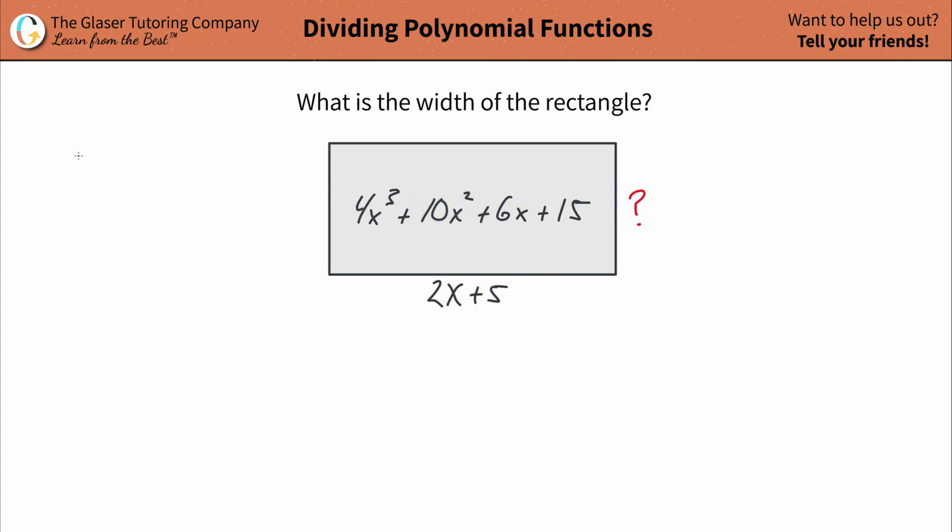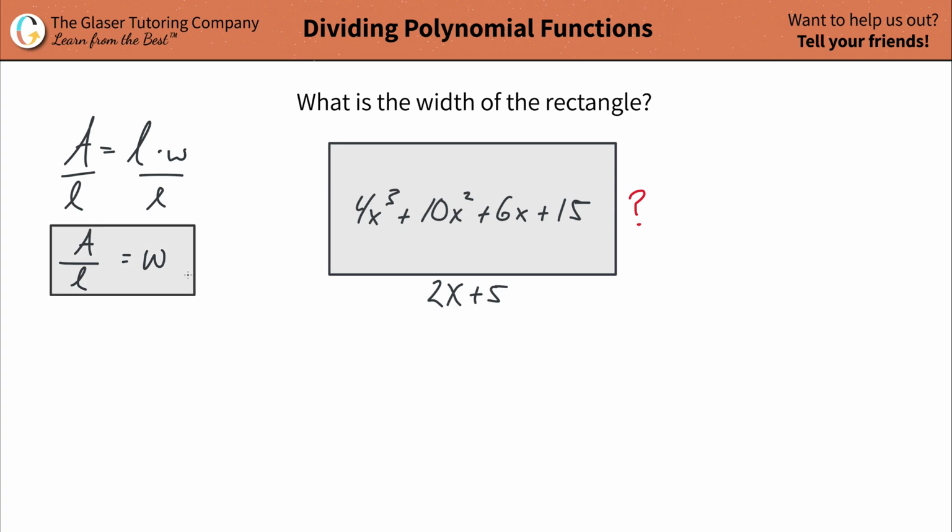So let's remember that the area of a rectangle is equal to the length multiplied by the width. And therefore algebraically, if I want to solve this for the width, I can simply divide out the length from both sides. So in other words, in order for me to find the width, I need to know the area and I need to know the length. And I do know them. I mean, I don't know them in terms of a number, but I know them in terms of functions.